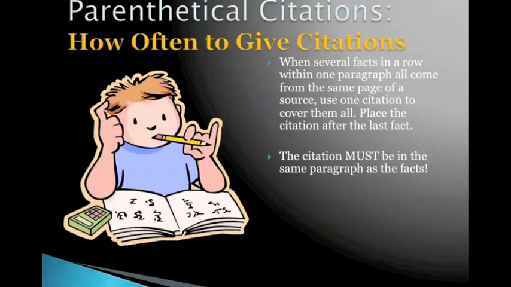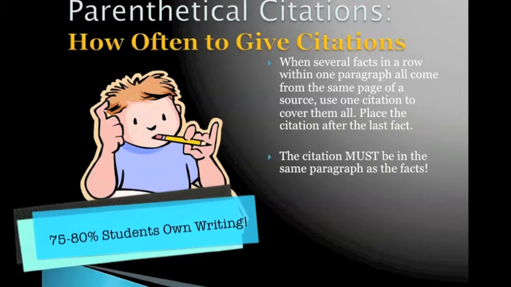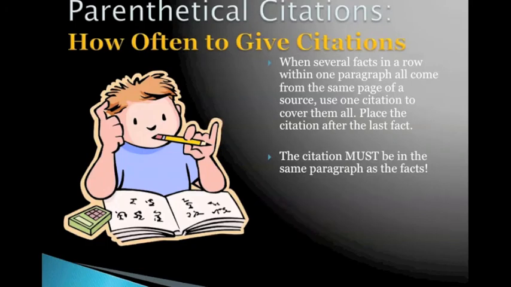When using sources for any paper, it is important for students to realize that the sources should support their argument, not overpower their writing. With that being said, the writing should be at least 75 to 80% of the student's own thought and only 20 to 25% of sources.